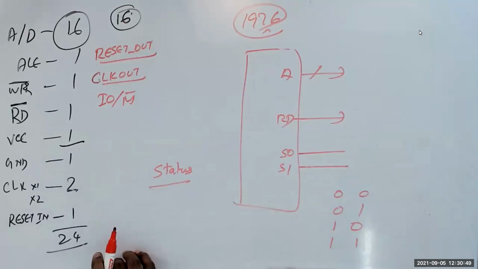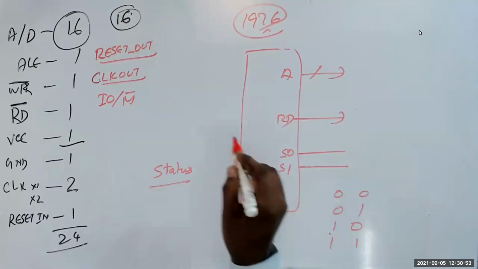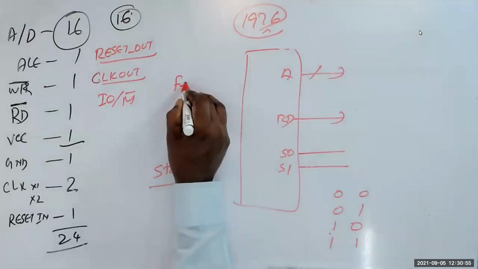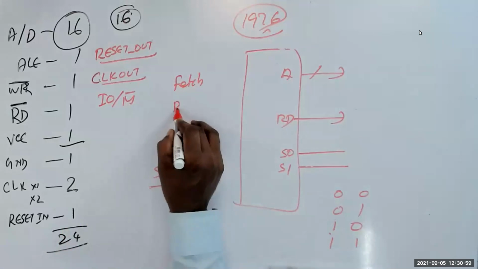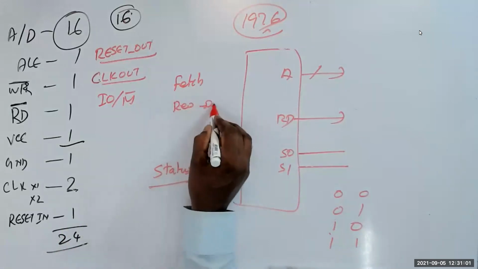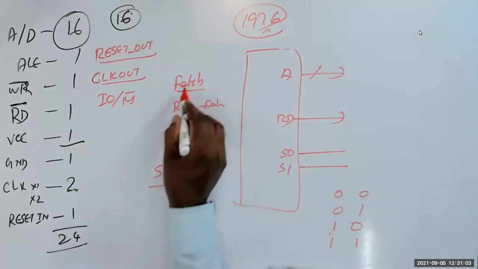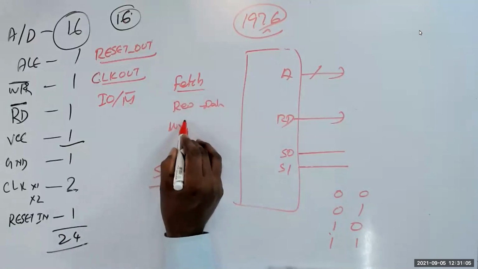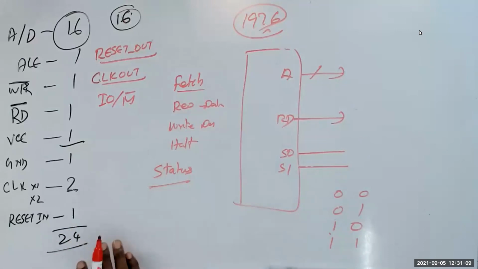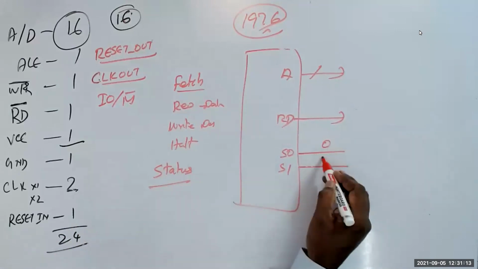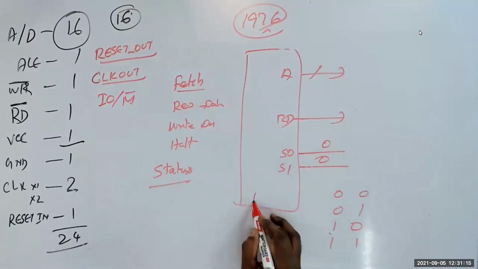The four combinations are these. One is I am doing fetching. Another combination is I am doing read data. This is also a data read, but the other one is called fetch. Another is I do write data. Another is I'm doing halt, which means I'm not doing anything. If it is 0, 0, I'm halted. That means I'm idle.